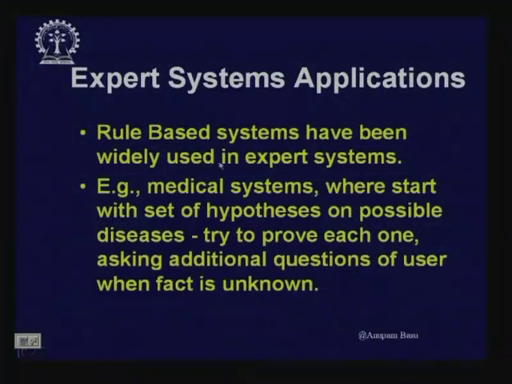That sort of system is really finding its use nowadays, and this has been widely used in medical systems where we start with a set of hypotheses on possible diseases and try to prove each one by asking additional questions to the user. And one typical such system is MYCIN, which is considered to be one of the pioneering expert systems. We will come to MYCIN later on when we talk of uncertainty management later during the course of this lecture.